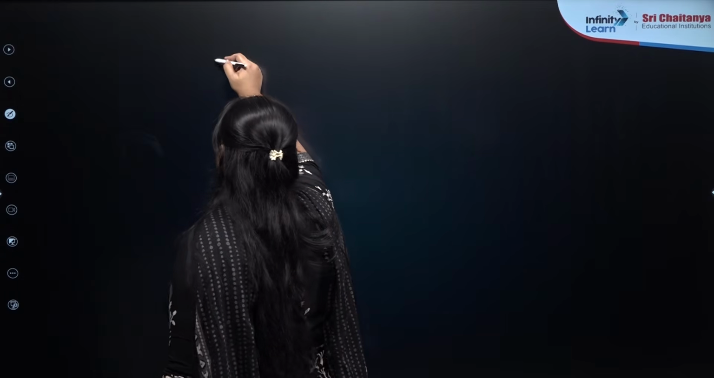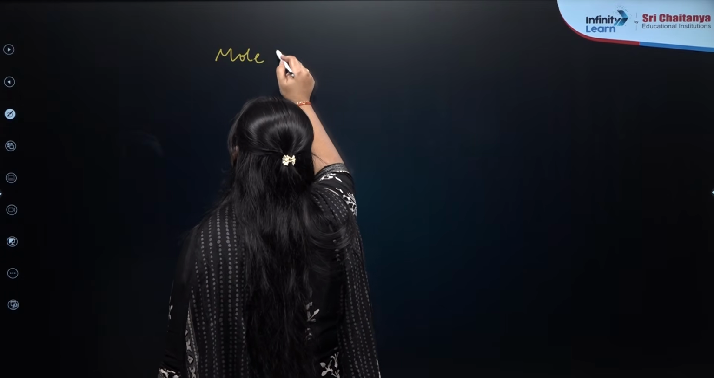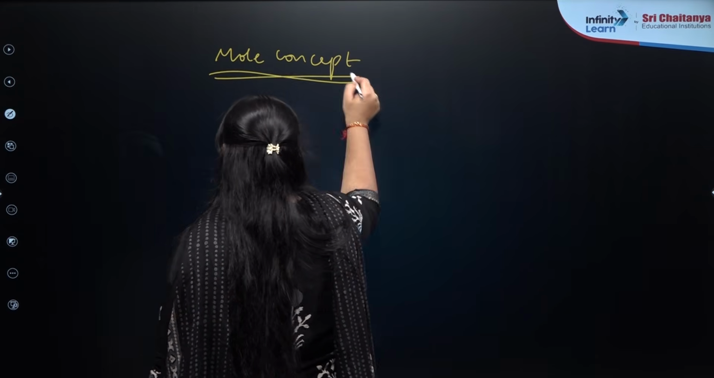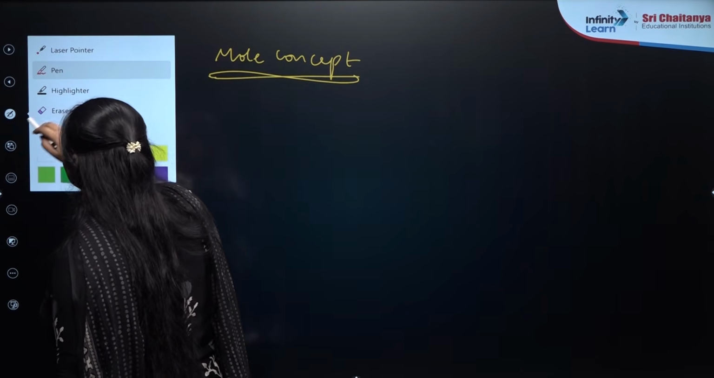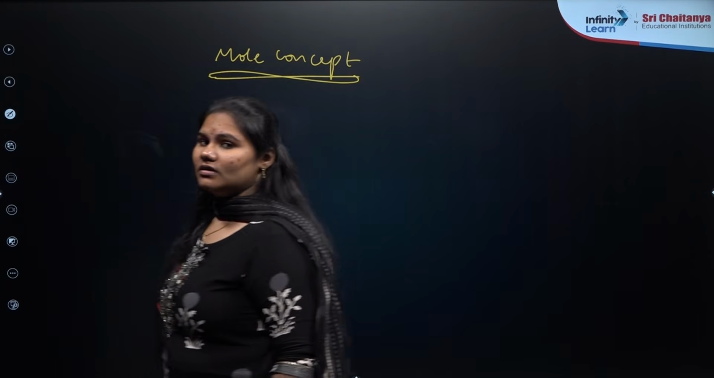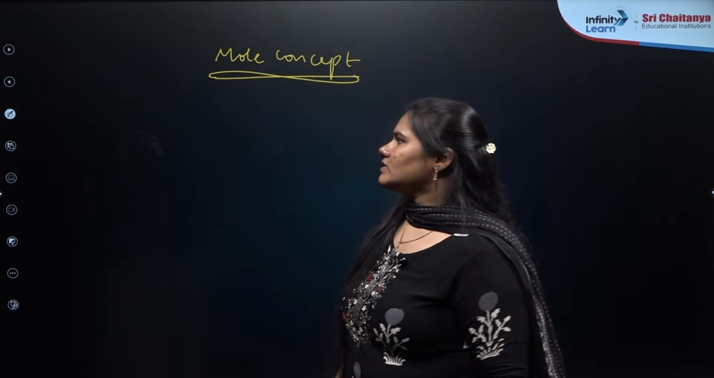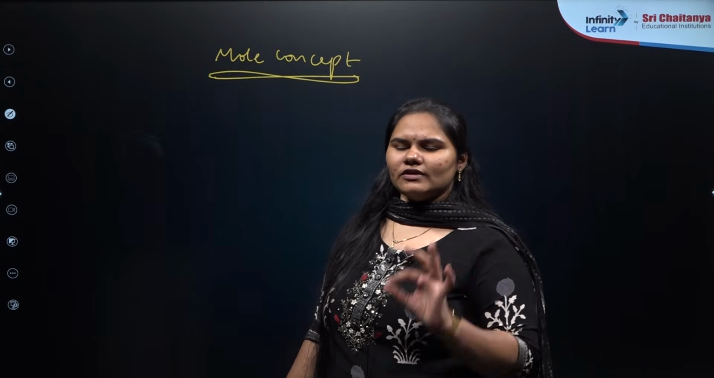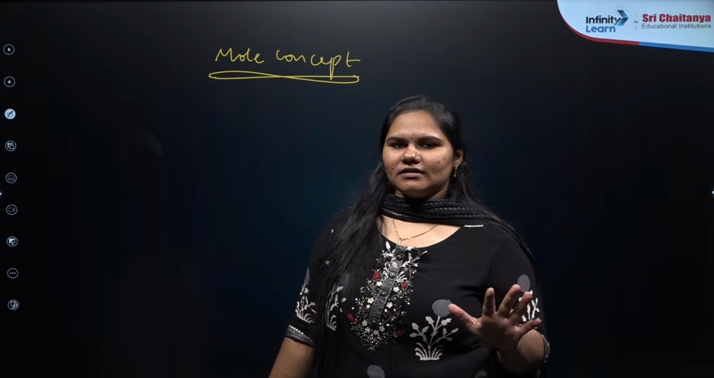Before we start gram atomic mass, we have to know a few things. What is that? Mole concept. This is the most important topic of this chapter. Not just this chapter, in all the remaining chapters also this will be very useful. Everywhere, without the mole concept, there is no chemistry chapter present in the syllabus.